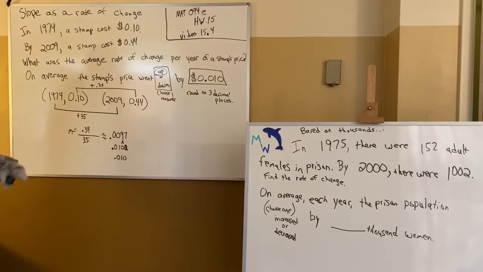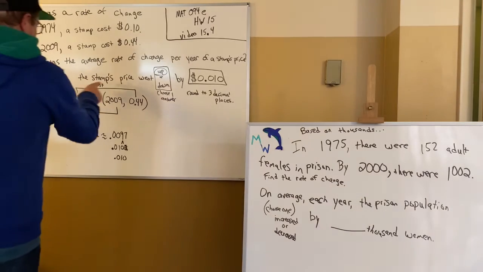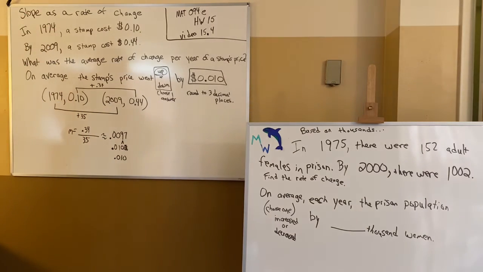So each year it goes up. In this time frame, it went up by a penny. So that's the cost of postage and how we got the rate of change. It's a change in Y, which is our price, over the change in X, which is our years.